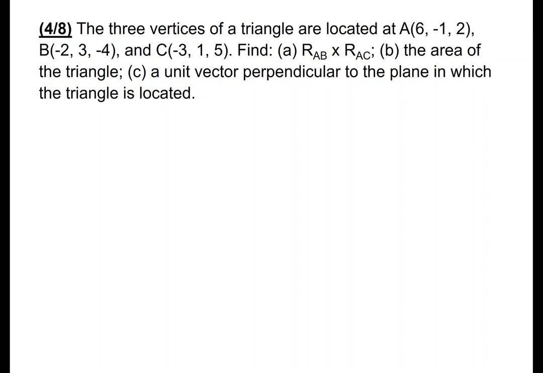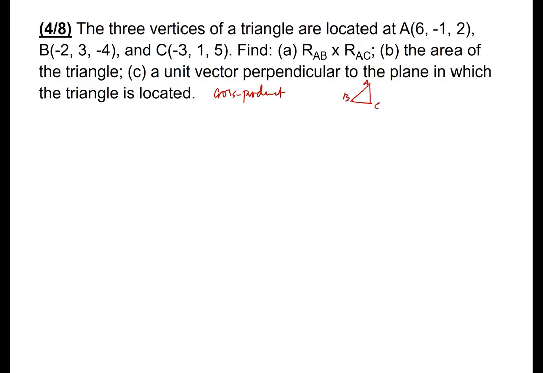For this fourth problem, we're going to deal with the cross product of two vectors. What is a cross product? We'll demonstrate what the cross product of two vectors is. First, we have three vertices of a triangle, A, B, and C.